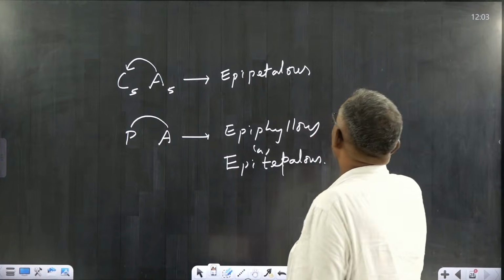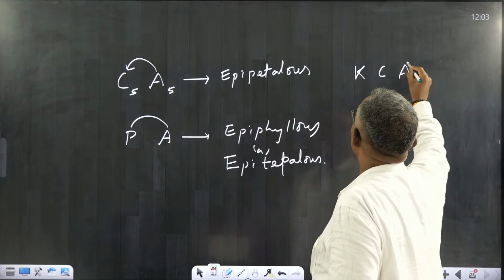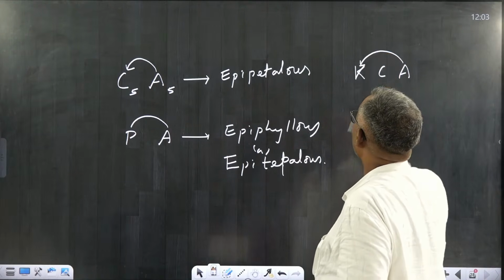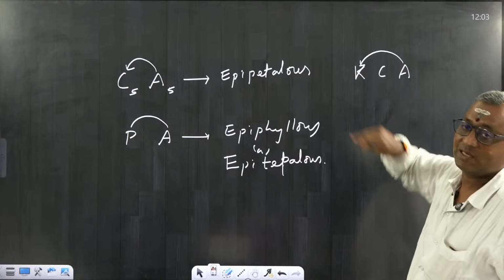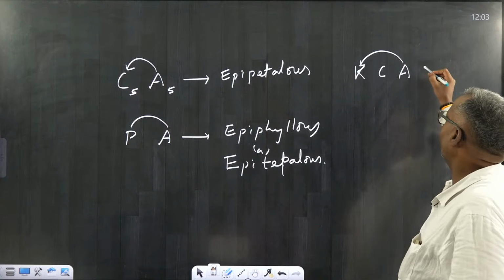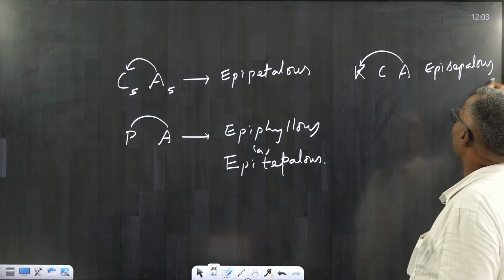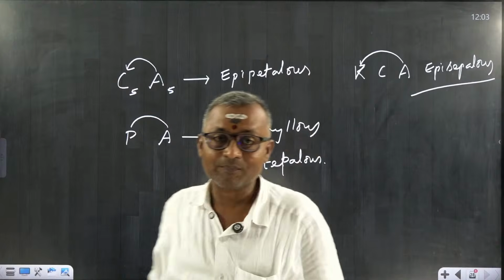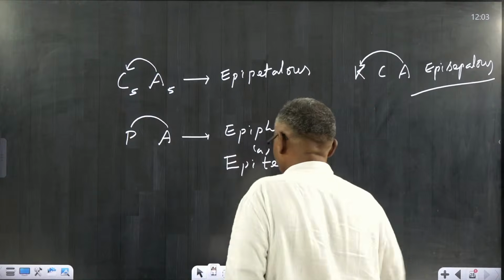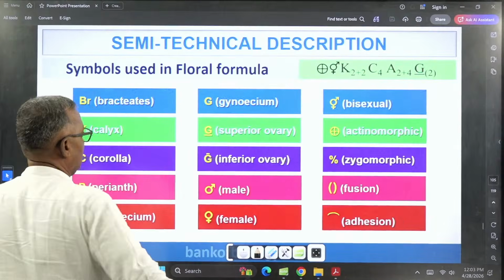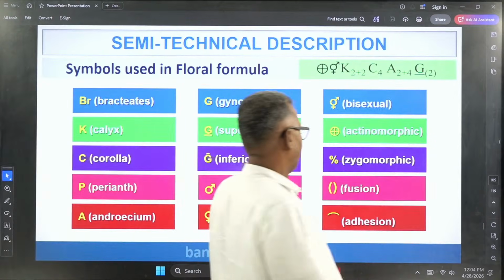For example, if the stamens are attached to the calyx, then how to represent K, C, A? Then we have to show an arrow mark from A to K, because here stamens are attached with sepals. Now it is called episepalous. Is it clear for all of you? So these symbols are a few important symbols that we need to discuss. There are so many other symbols also.